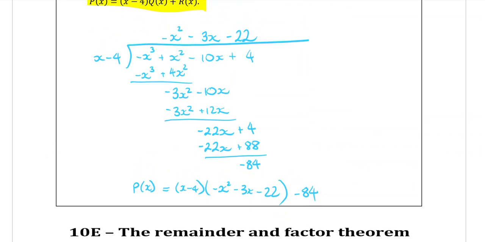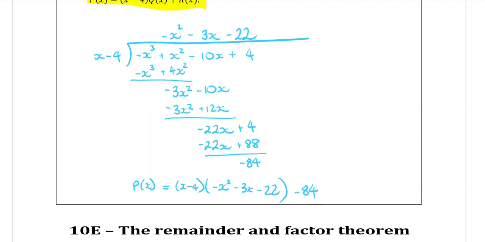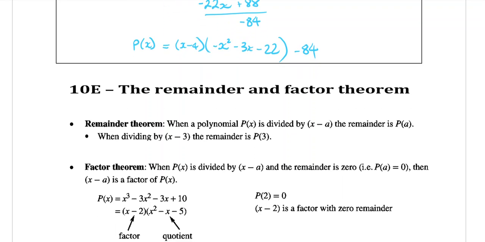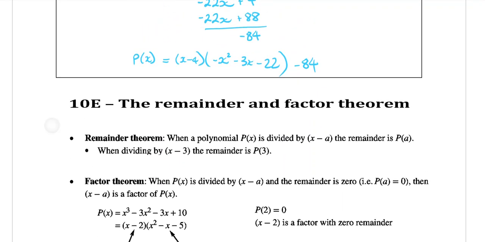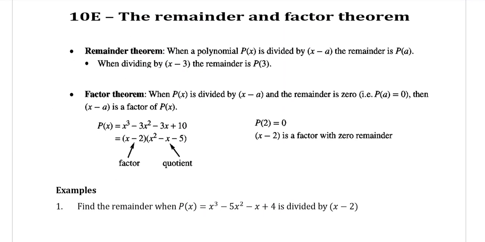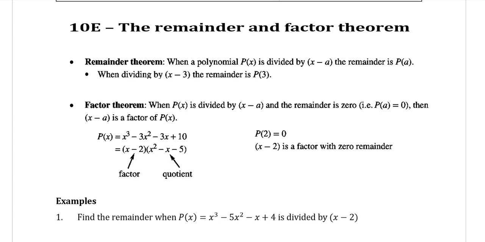Okay, that's quite a long process to divide something like that, to put it into the form, to find the remainder of minus 84. There is a short method that will help us find the remainder, and that's what we're learning about today, which is the remainder theorem and the factor theorem. So first of all, the remainder theorem.